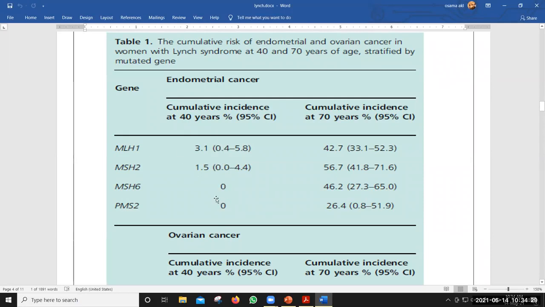MLH1, you're right. MSH2, you're right. Then MSH2, perfect. Okay, look at age 70. Which one was more related to cancer at age of 70? MSH2. Perfect.